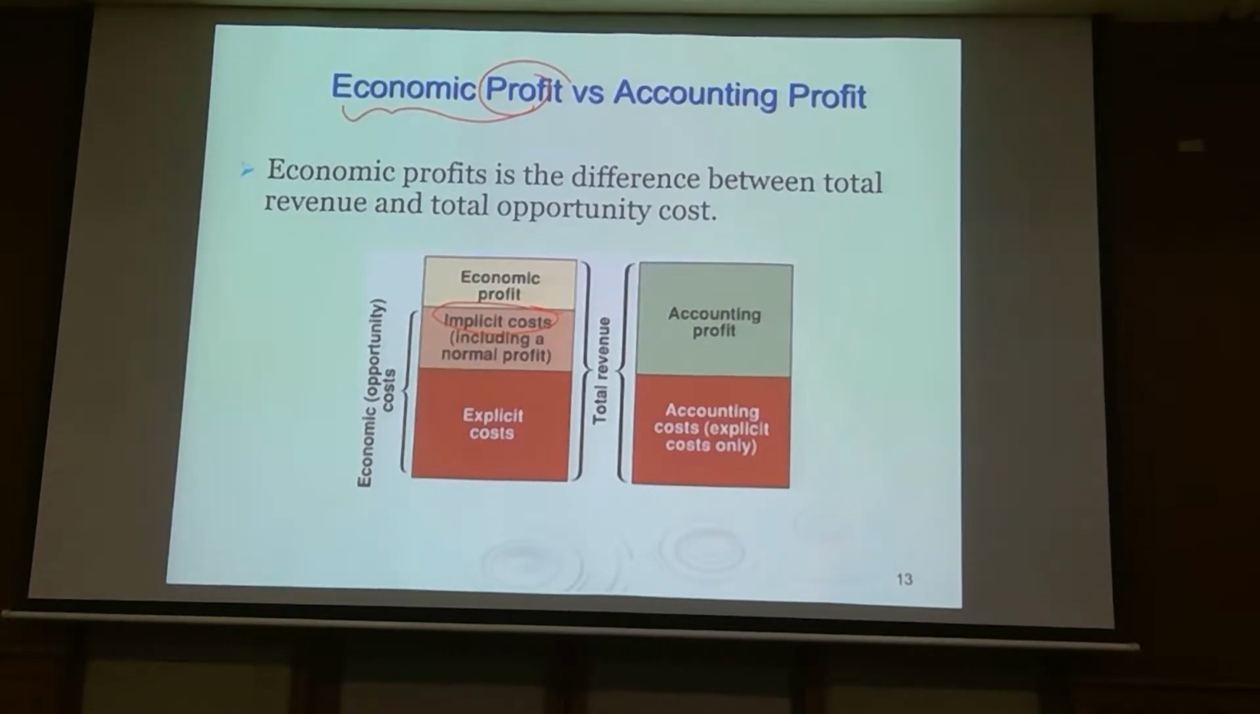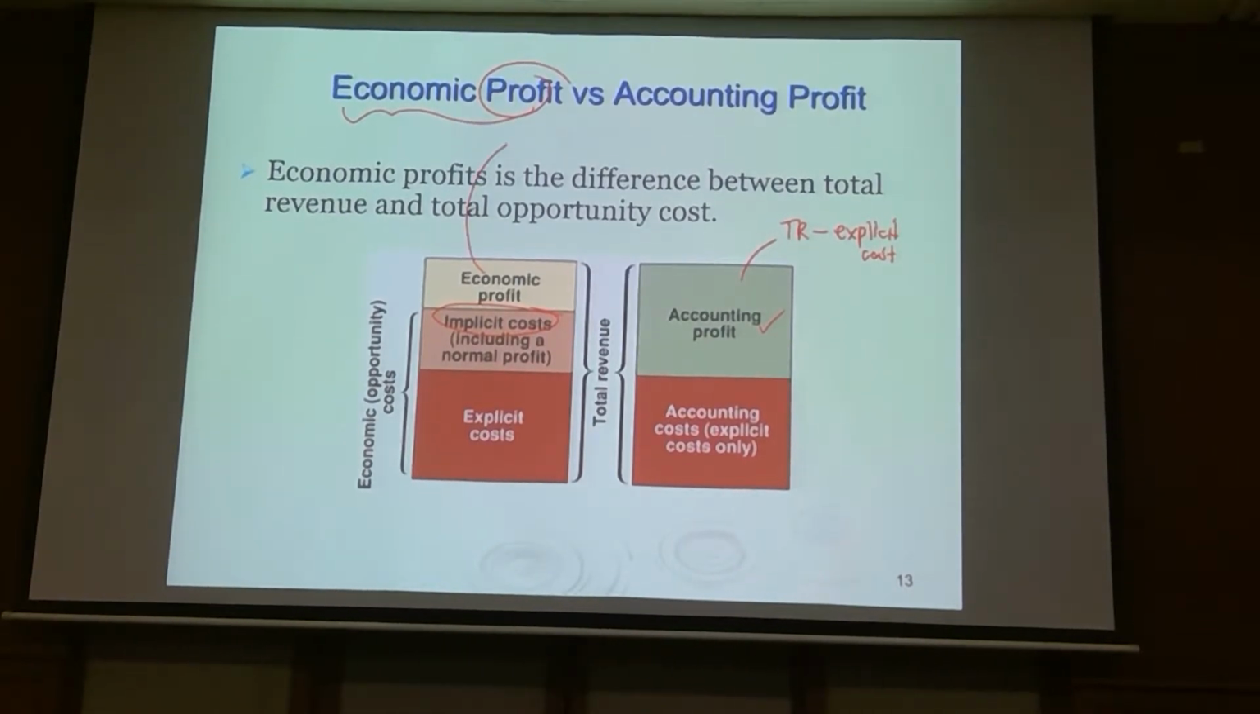Because it's possible that sometimes, although we earn positive accounting profit, at the same time we might earn negative economic profit, which means the thing that we do is not the best thing that we can do. When we calculate the accounting profit, it's simple: you just minus the explicit cost, the cost that you see flowing out of your pocket, from total revenue. But when you talk about economic profit, rather than only minusing the explicit cost out of the total revenue, you also minus the implicit cost as well.